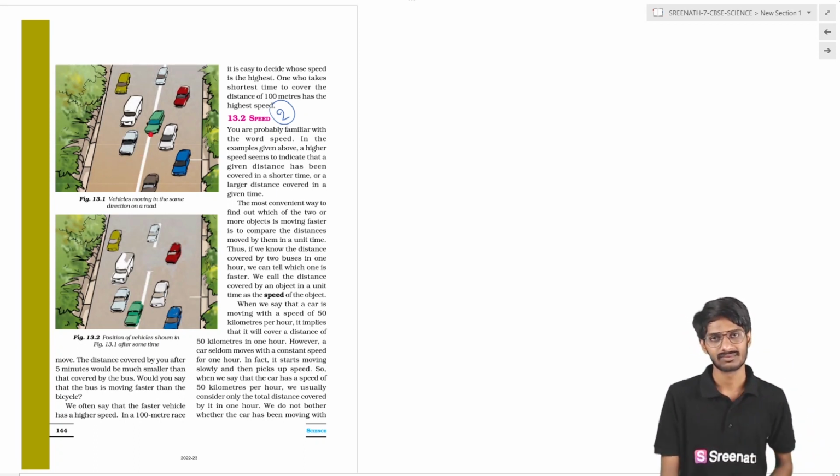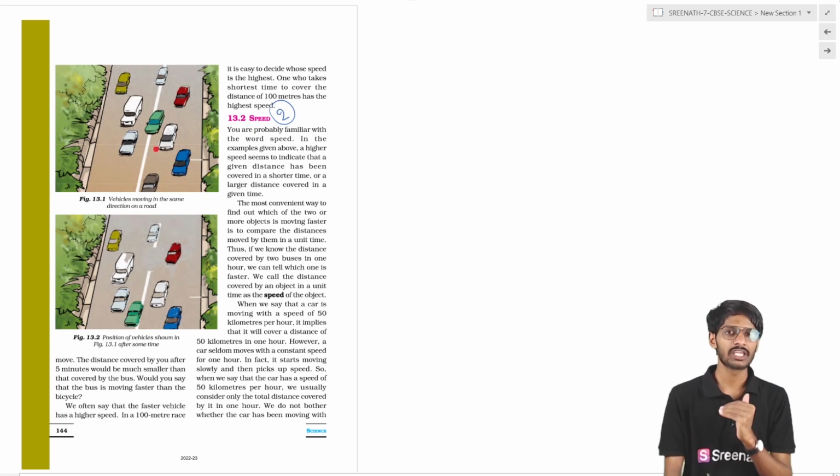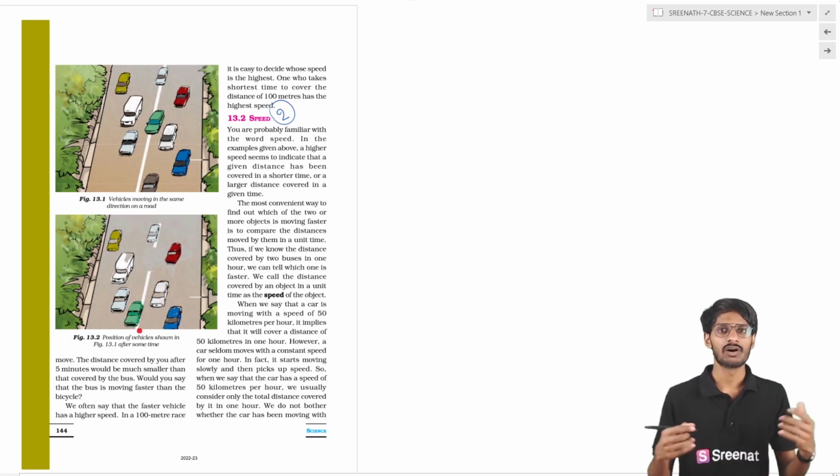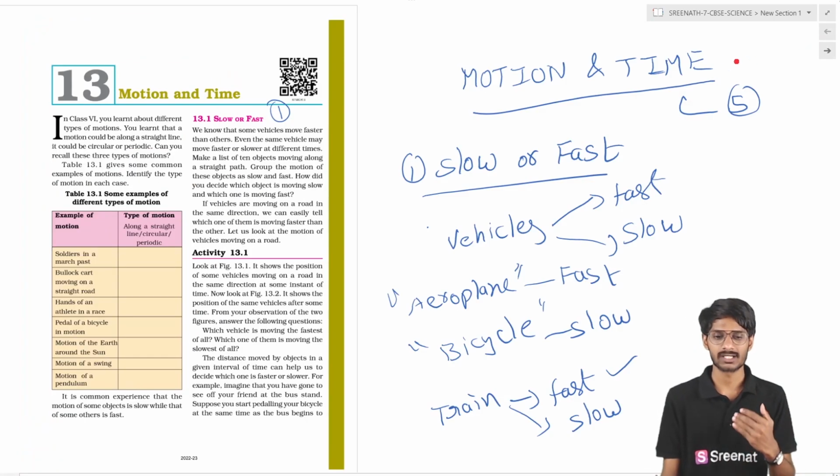2, time's up. If you clearly observe, the green car is moving very fast. Why? Because in this picture it is in the middle of all the cars, but in this picture it has crossed and come to the front of all the other vehicles. So comparing with other vehicles, this green car is moving fast, students.